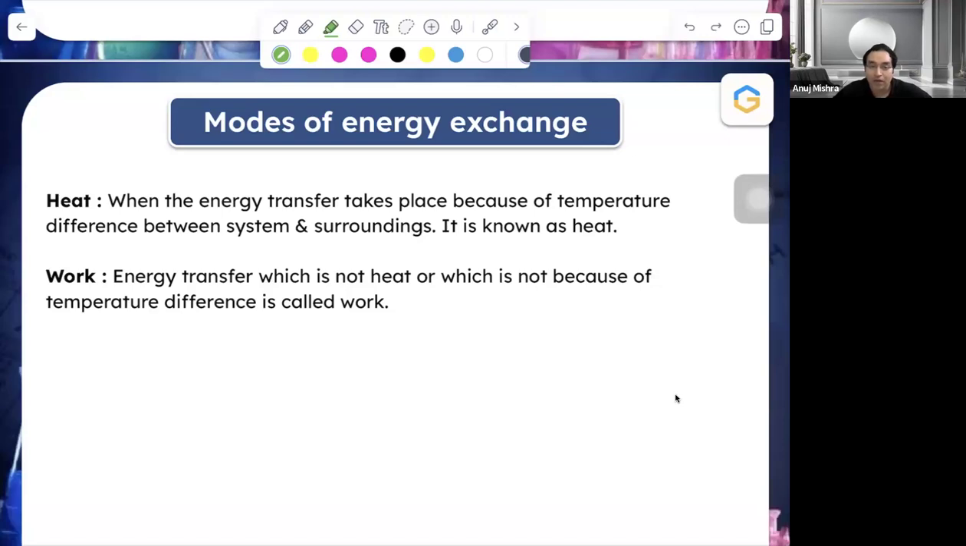What is work? Energy transfer which is not heat or which is not because of temperature difference is called work. बहुत बेसिक डेफिनेशन हो गई. टेम्परेचर डिफरेंस की वजह से जो कुछ हो रहा है उसको आप हीट बोल दो. उसके अलावा जितना भी कुछ है वो सब क्या हो जाएगा? दैट्स ऑल इज वर्क.